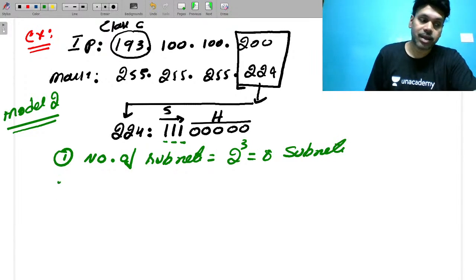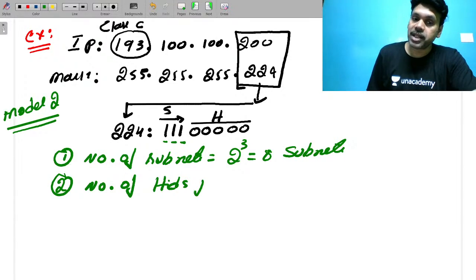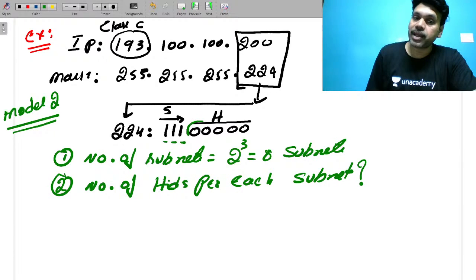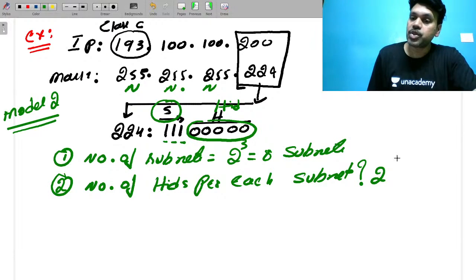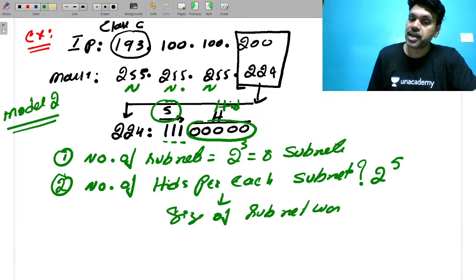And the second question is the number of HIDs for each subnet. How many zeros are left over there? This is your HID part, and the remaining are NID only. The first 3 octets are NID, the next part is the subnet ID, and the next part is HID. So how many host IDs are left over there? 2 power 5. What is the meaning of this? The size of the subnetwork is 32 HIDs.